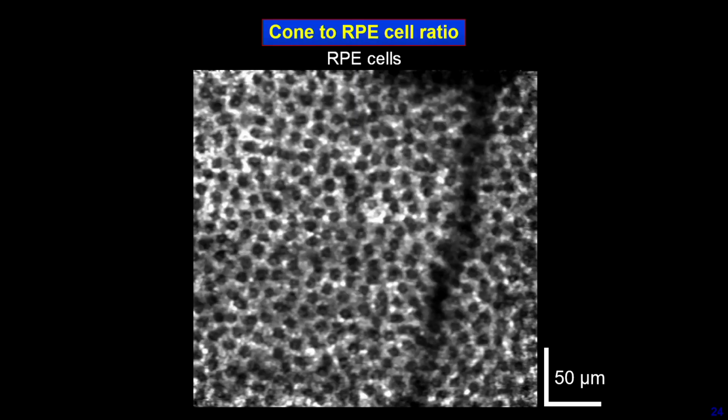If I toggle between the RPE and cone cell image, you can see the cones fill in the holes of the RPE cells, and they align quite well. Therefore, the cone to RPE cell ratio is 1 at 20 degrees, which has not been measured before at this eccentricity. This result is very different from the case closer to the fovea, where we see multiple cones sharing one RPE cell.